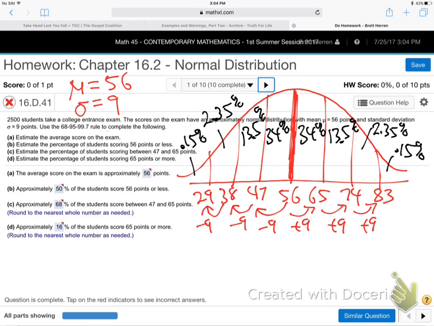Okay, so now I'm ready for their questions. Here come their questions. What's the average? Well, we already did that. That's the middle, 56. So that's the average. B, what percent scored 56 or less? What's the percentage that way? Well, 50%. Can you all see that okay? And then what percent, I've got the answers filled in already, score between 47 and 65.